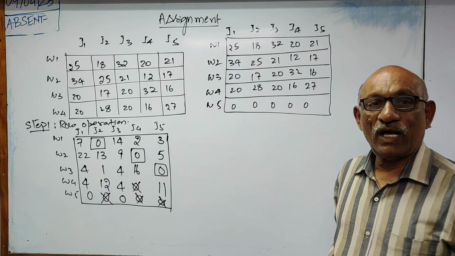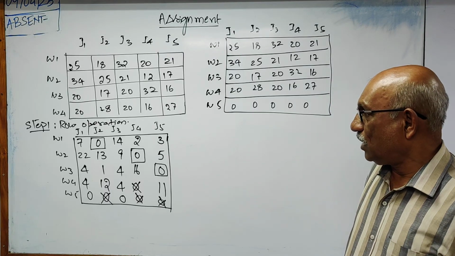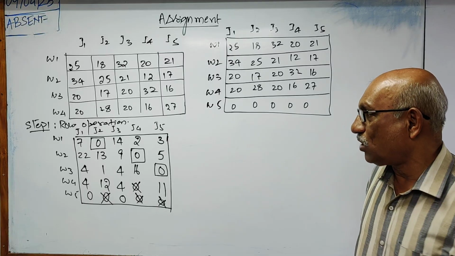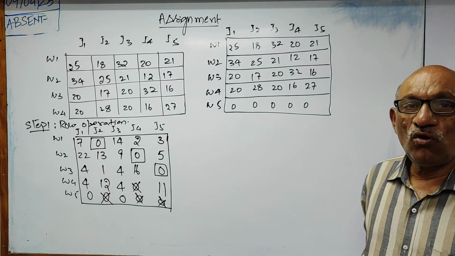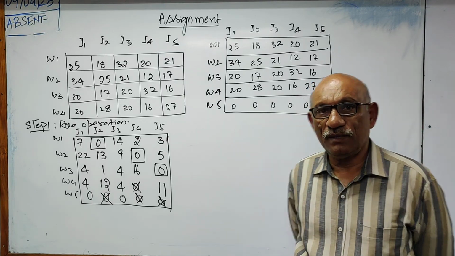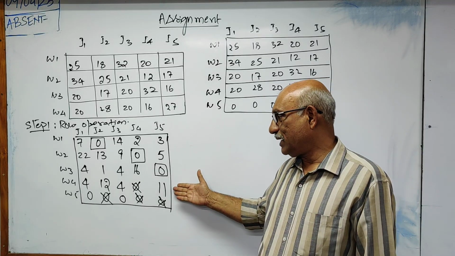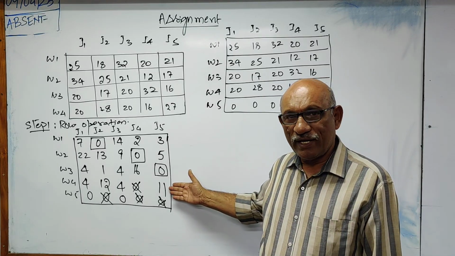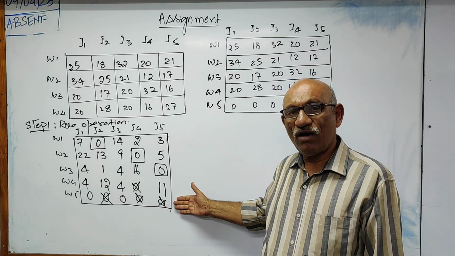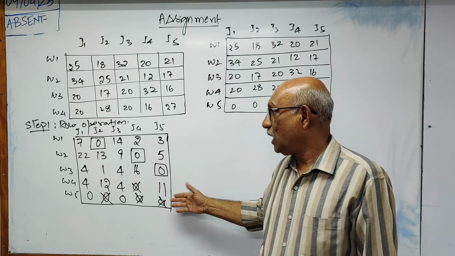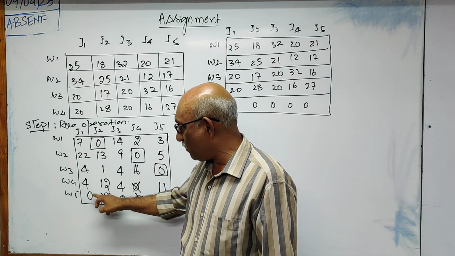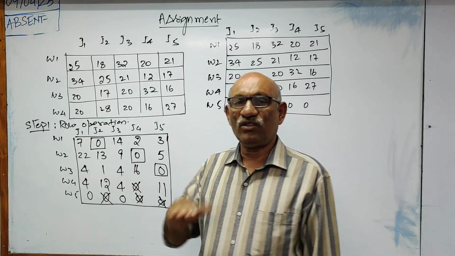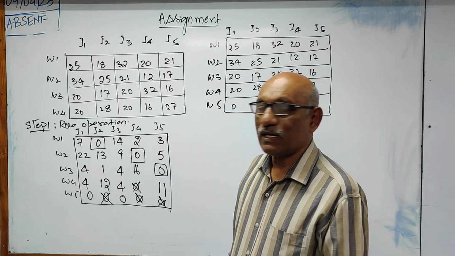Look at the first row, assignment is over. Second row assignment over, third row assignment over. Fourth row assignment is not possible. The reason is very simple. There is no zero at all. The fifth row has 2 zeros. It means job number 1 as well as job number 3 can be assigned to the fifth worker.